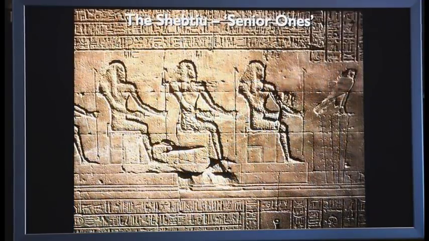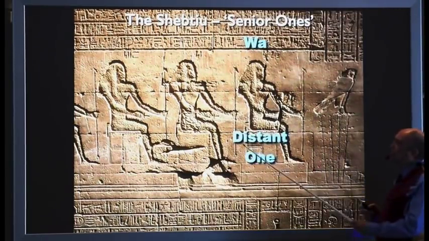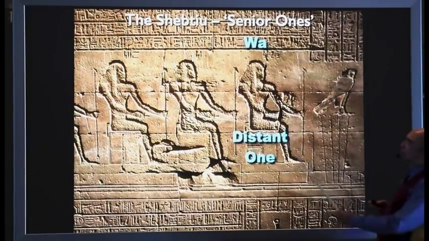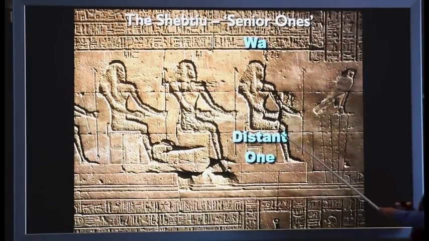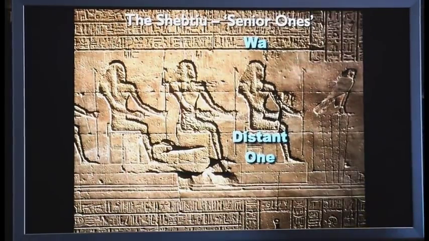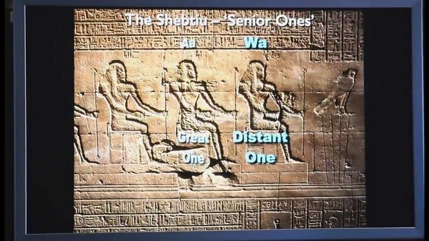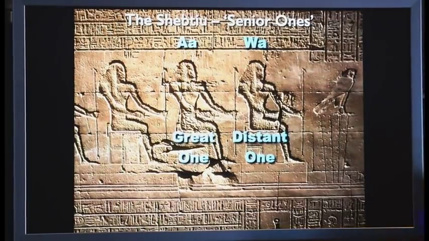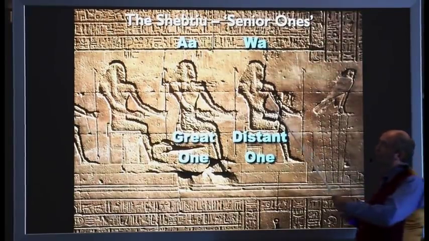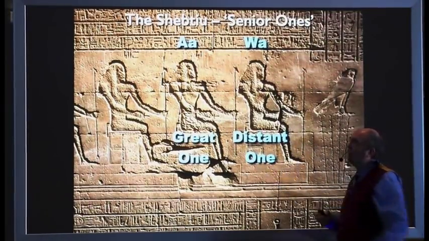If we look at the first 3, the first one is called Wa. Now, Wa means the distant one, and the name Horus also means the distant one. This is also the same epithet that's used for the Mesopotamian flood hero. The 3 different flood heroes have this same terminology, the distant one. The next god is Aa, and that word means the great one. So we're guessing now who these people are. These 2 gods are in the pantheon we're familiar with.